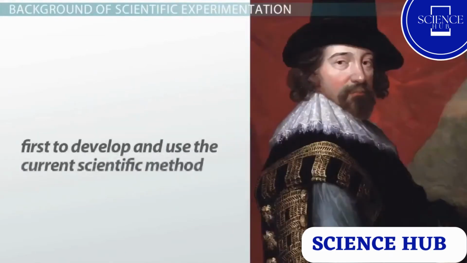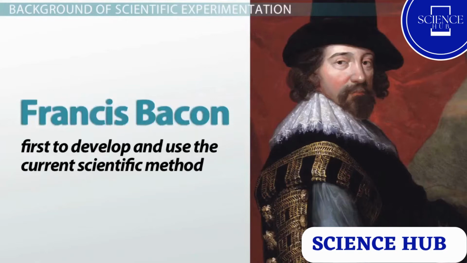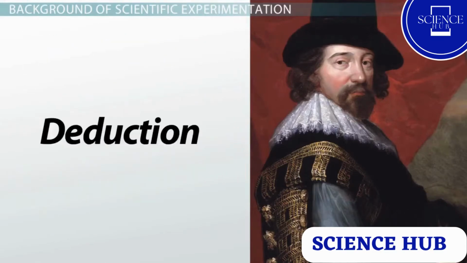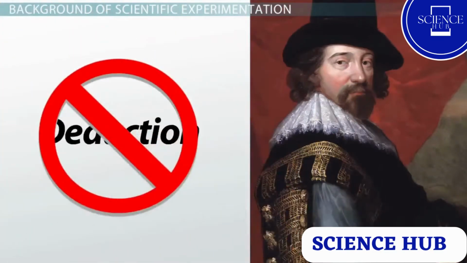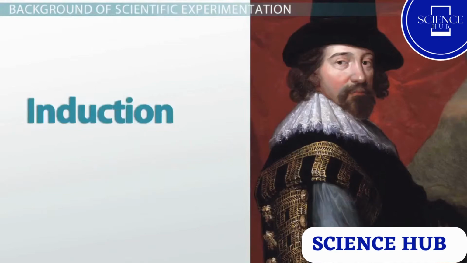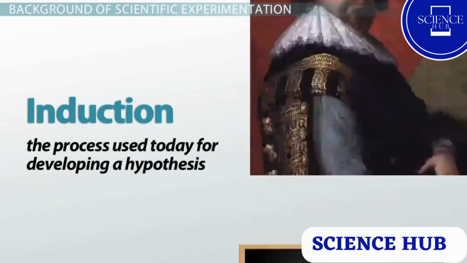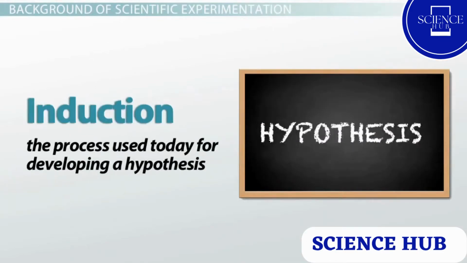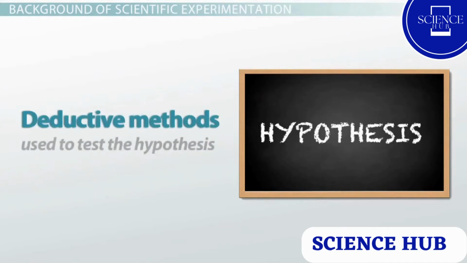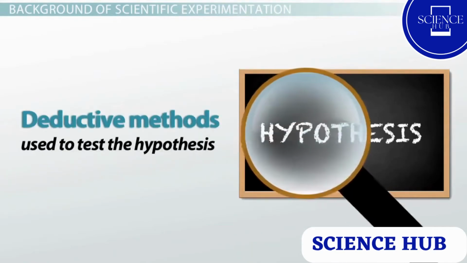The first to develop and use the current scientific method was an English philosopher who lived in the 17th century, named Francis Bacon. He and others after him disagreed with the scientific method of the time known as deduction. Rather, he felt the scientific method should use induction, which is the process used today for developing a hypothesis. However, deductive methods are still used to test the hypothesis.